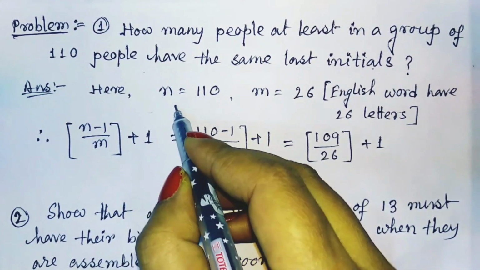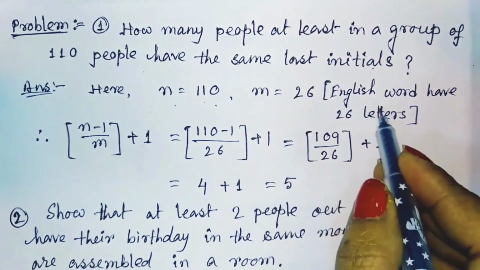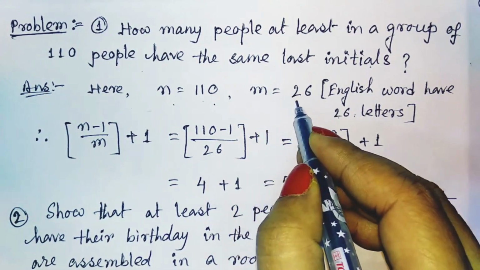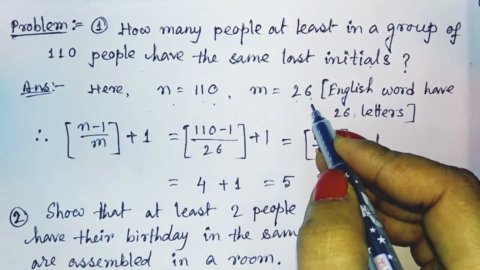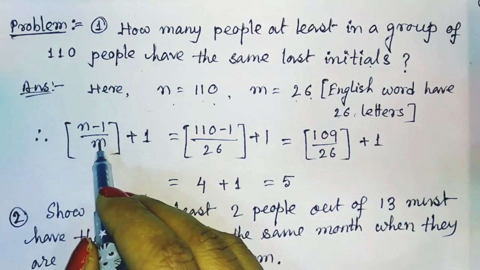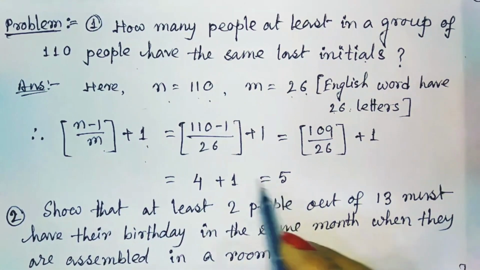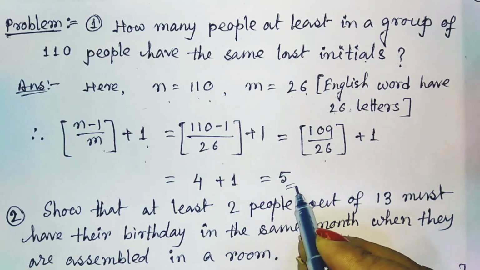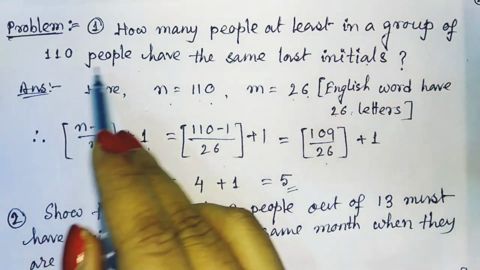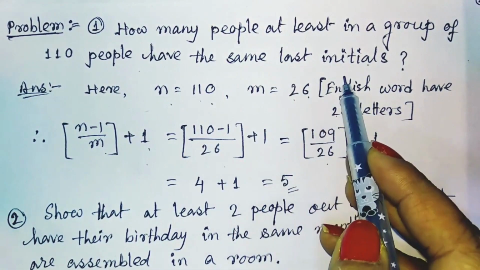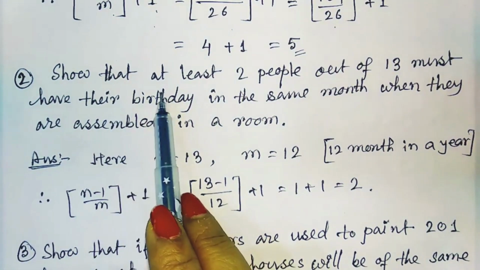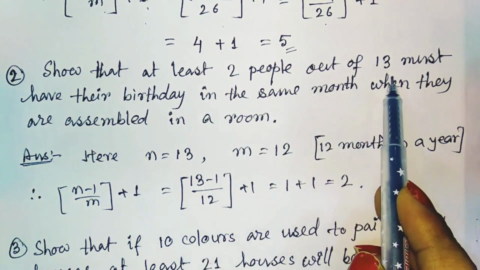Here the given total number of people is 110. In the English language, we know there are a total of 26 letters in the alphabet. So m is 26, because the last initial is definitely among these 26 letters. Hence, according to the pigeonhole principle, (n minus 1) by m, plus 1, if we apply this formula, we will find that its value is 5. So we can say that in a group of 110 people, at least 5 people have the same last initial.